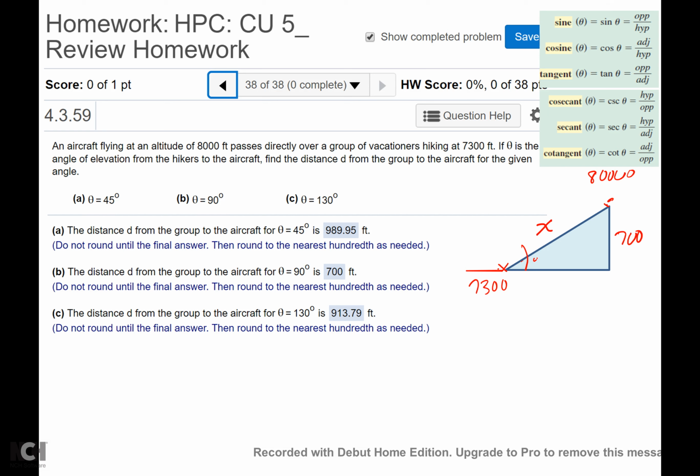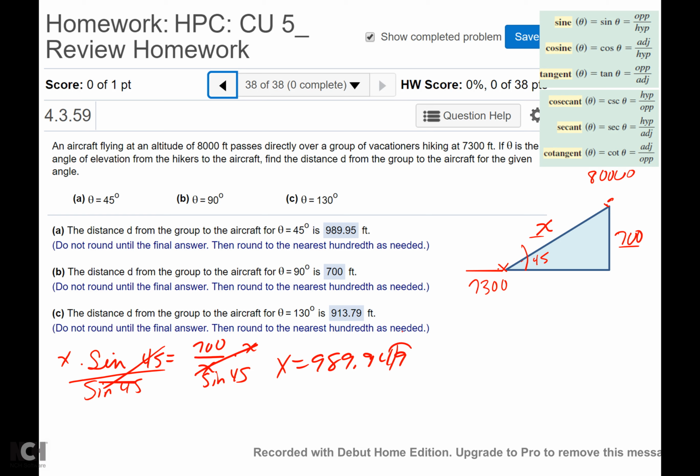Alright, so if this angle is 45, that's going to be opposite and hypotenuse, so it's sine. So sine 45 will give me 700 over x. To get x alone, I'm going to multiply by x and then divide by sine 45. Make sure you're in degrees. 700 divided by sine 45, I get x equals 989.949, rounded to 989.95.